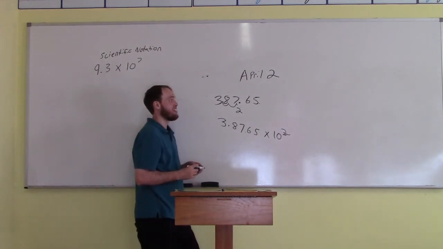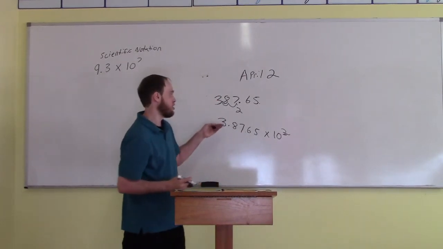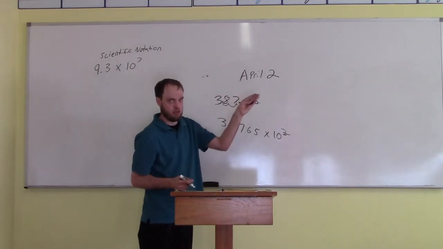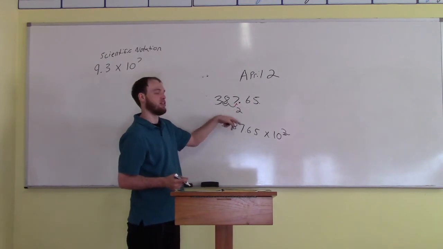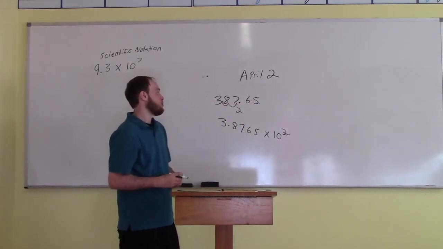So that's essentially all you have to do on those. Is just you move to where your decimal is. If the decimal's on the end, then you move to the end. If the decimal's right here in the middle, then you move to that point. And so it would just be 3.8765 times 10 to the 2.